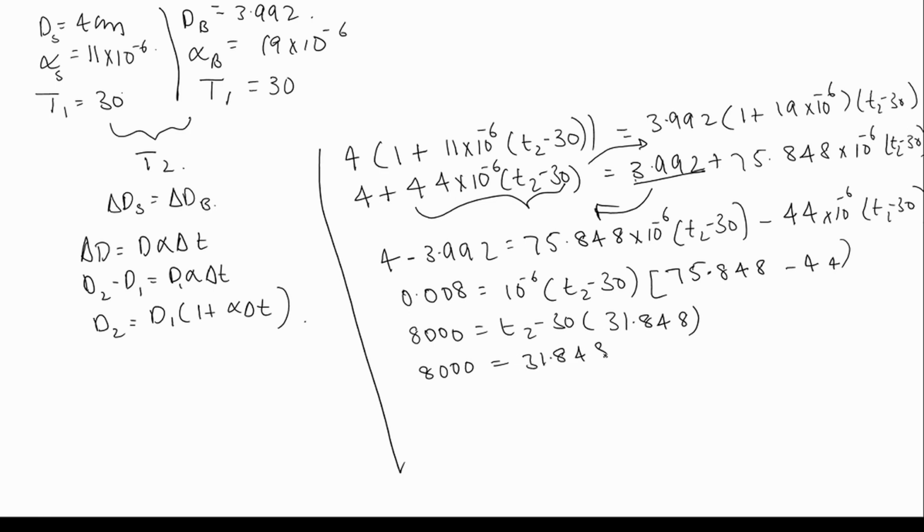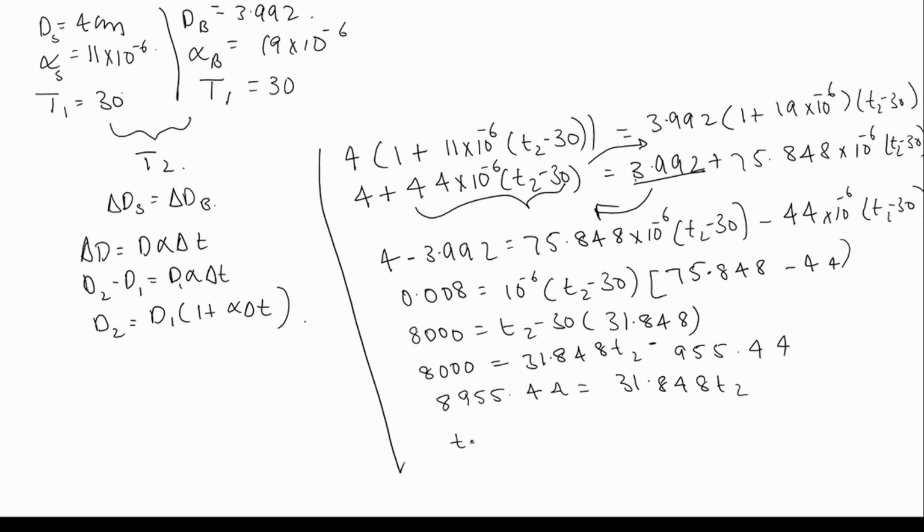31.848 T2 minus 31.848 into 30, which is 955.44. So if we send this term to this side, it becomes 8000 plus 955.44. So it becomes 8955.44, which is equal to 31.848 T2.